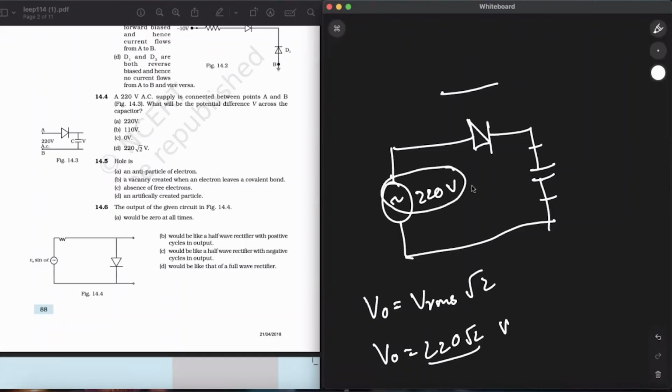So what will be that value? It will be VRMS multiplied by under root 2. So V naught, 220 under root 2, will be the value. 220 under root 2 will be the correct answer for this. That will be option 4.